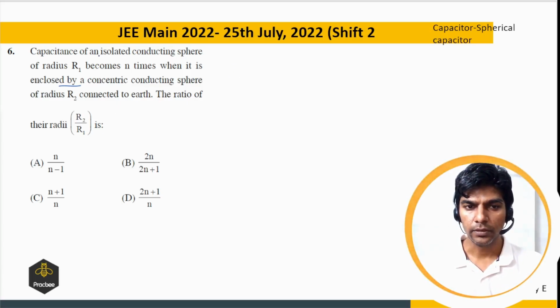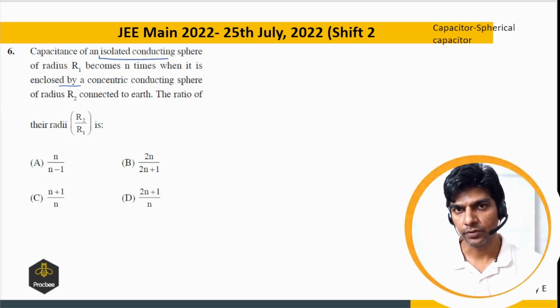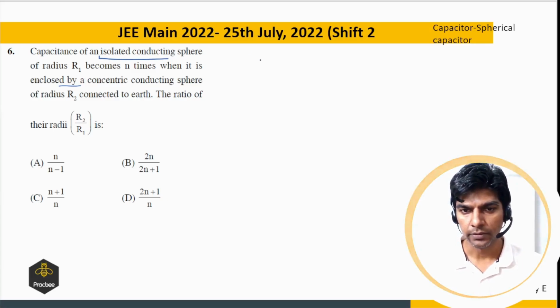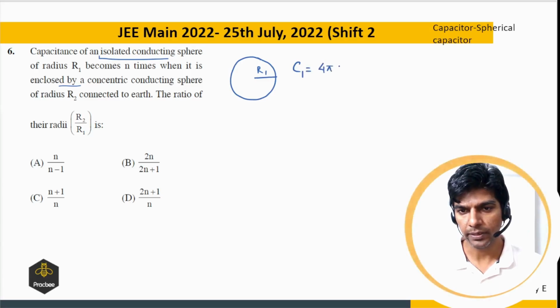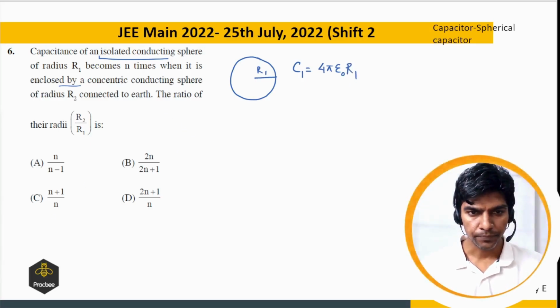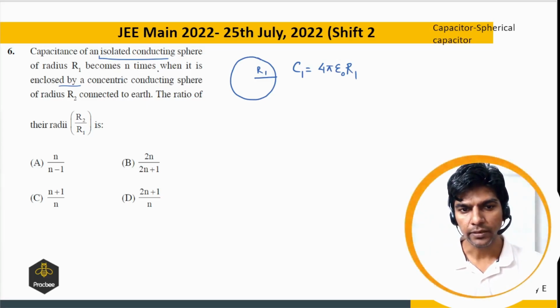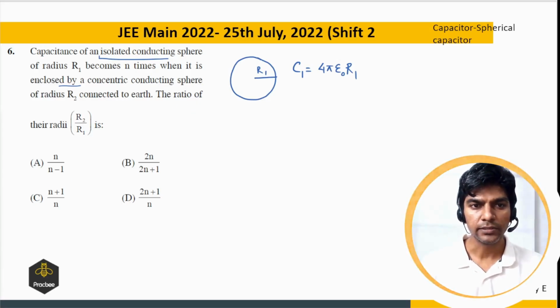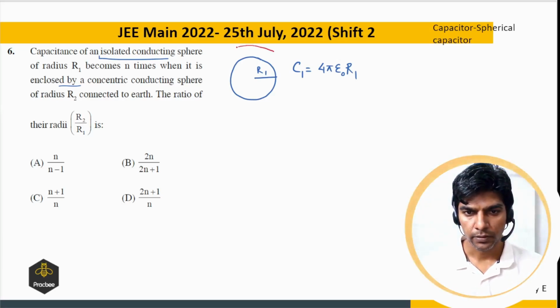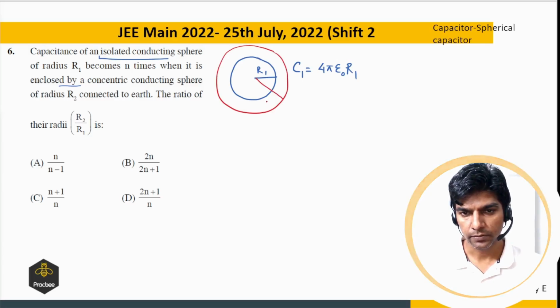Okay, so first of all we should know the formula of the capacitance in case of an isolated spherical conductor. If we have an isolated spherical conductor of radius r1, then the capacitance will be given as 4 pi epsilon naught times r1. Now what we have done is, this capacitance becomes n times when it is enclosed by a concentric conducting sphere of radius r2. So we enclose this with a spherical shell of radius r2 and it is grounded.